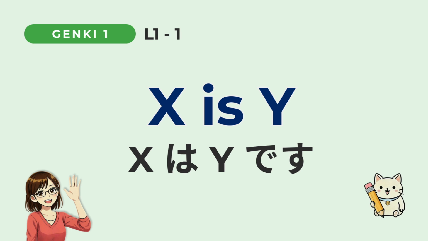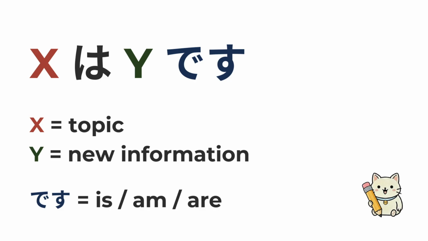Let's get started. Next, let's look at the structure. X は Y です。 X is the topic of the sentence. Y is the information about the topic. です works like the English verbs am, is, or are. And remember, in Japanese, the verb always comes at the end.